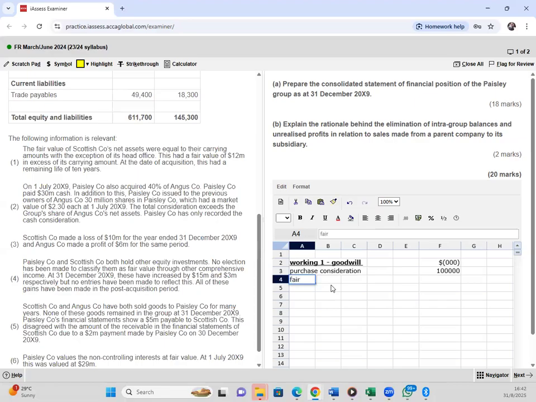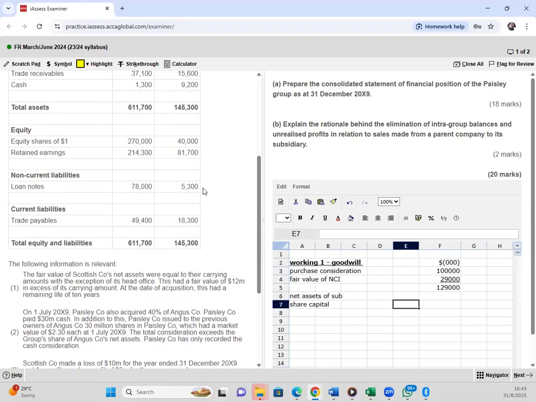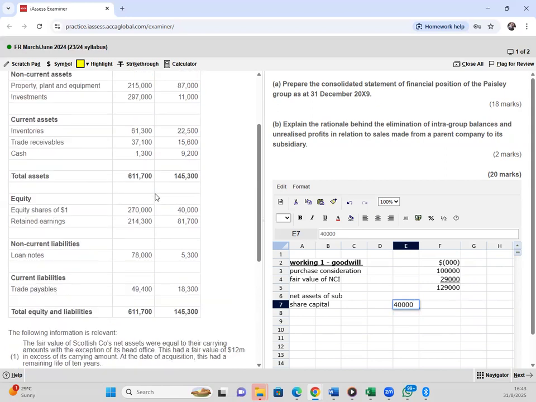So from there we have the fair value of NCI on the date of acquisition. It was given at the end. That's the 29 million then. We've slashed 3 zeros, remember? From there, you less the net assets of the subsidiary. The net assets of the subsidiary, you can start with the share capital of Scottish. If we go up, it's 40,000. Did we slash the zeros? Yes.